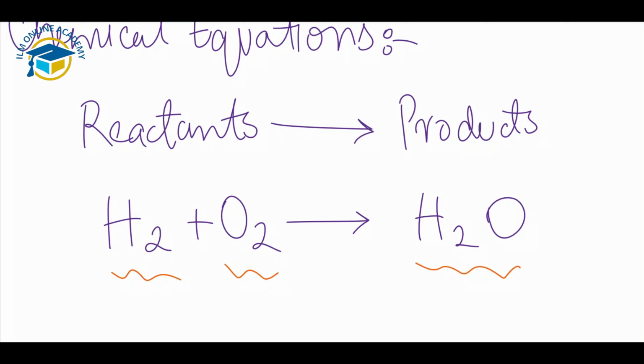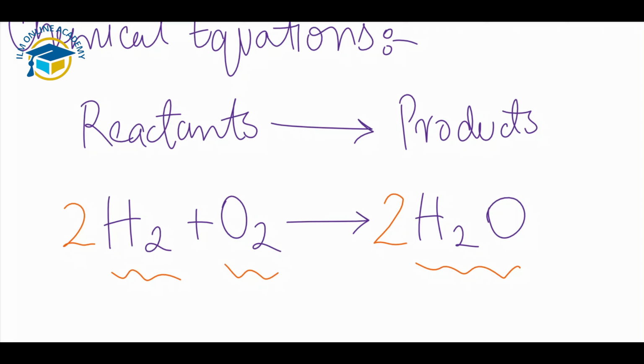For balancing chemical equations, the same number of atoms must be present on each side. You balance it by writing numerals as coefficients. For example, here you can write 2 before H2O. For balancing, you only write the numbers as coefficients. Now we have 4 hydrogen atoms and 2 oxygen atoms on the right side, but 2 oxygen atoms and 2 hydrogen atoms on the left side. So just write 2 before hydrogen gas. Now it is balanced.